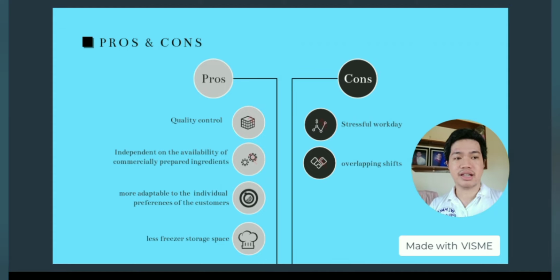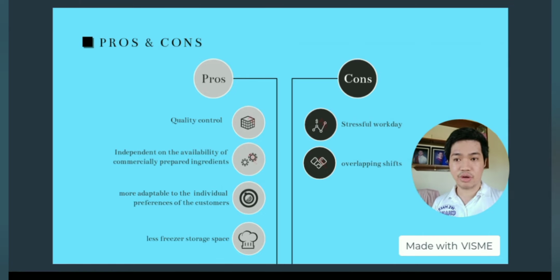So, first, we have stressful workday and overlapping shifts. Kapag ikaw ay nag-offer ng breakfast, lunch, dinner, so mayroon kang early shift, may middle shift, may closing shift. So, magkakaroon doon ng overlapping ng mga shift. Kasi, yung early shift, i-endorse niya kay mid-shift yung mga hindi niya natapos. And ganun din kay middle shift, i-endorse niya kay closing shift yung mga hindi niya natapos sa trabaho. So, magkakaroon ng mga overlapping.